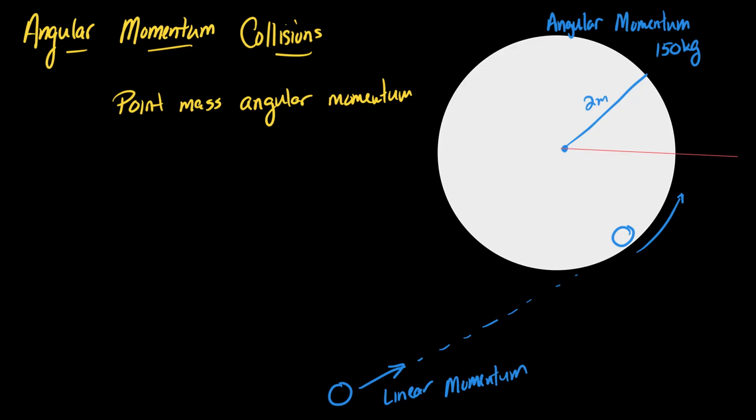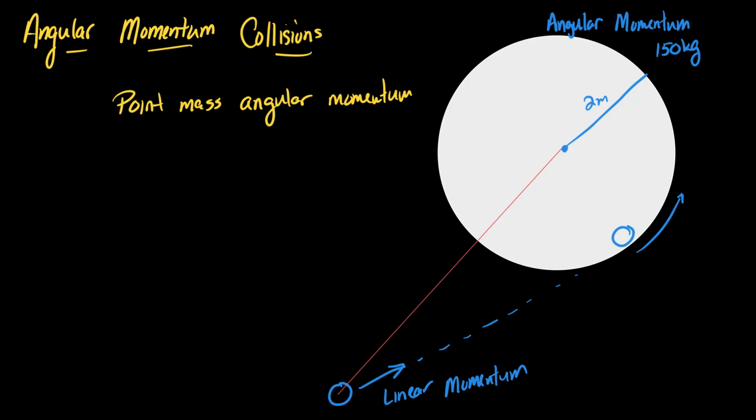Does that make sense? That's how we define the angular momentum of a person or an object traveling in a straight line. They don't have angular momentum per se. They have angular momentum relative to a fixed point.